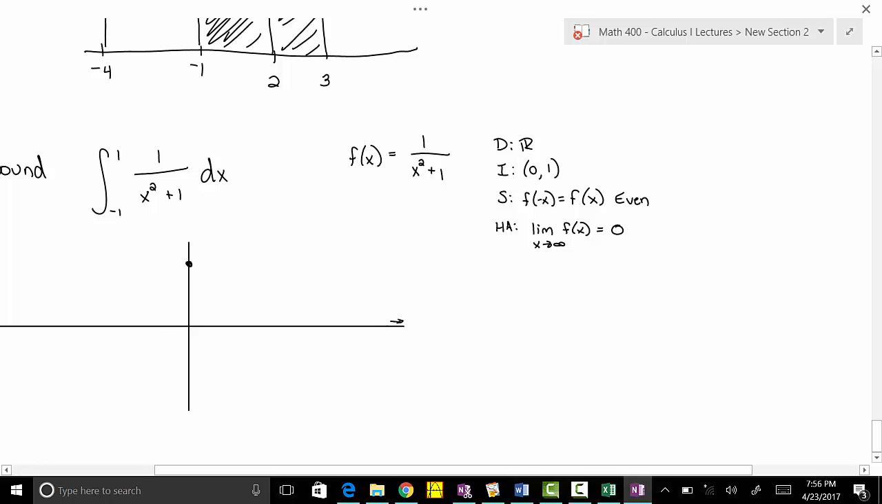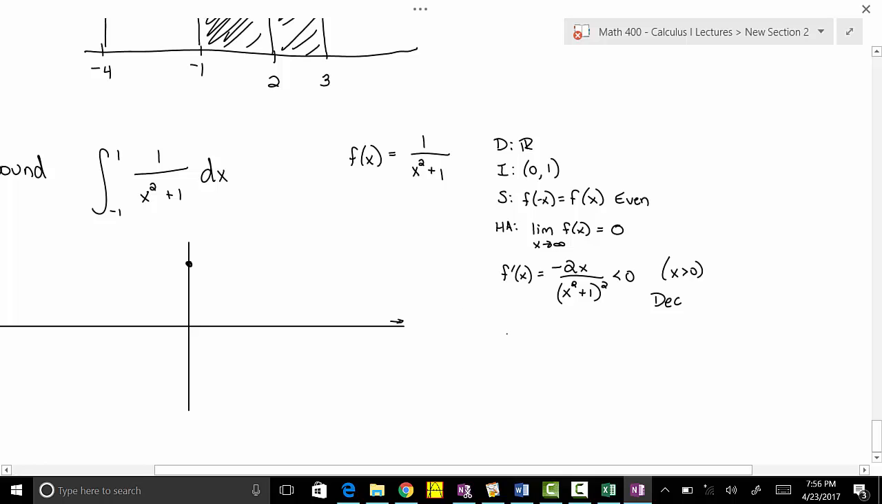Let's see. There's no vertical asymptotes because the domain's all real numbers. F prime of x is going to equal derivative of the top is 0 minus the top times the derivative of the bottom, all over that denominator squared. And since we're dealing with the fact that it's even, as long as x is positive, this is negative. So we know that it's decreasing in the positive x direction.